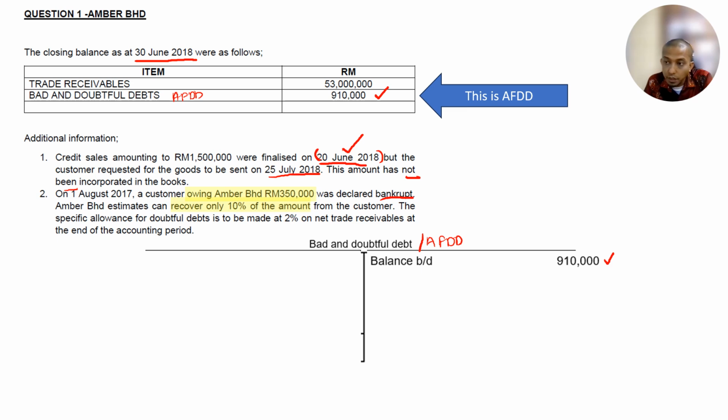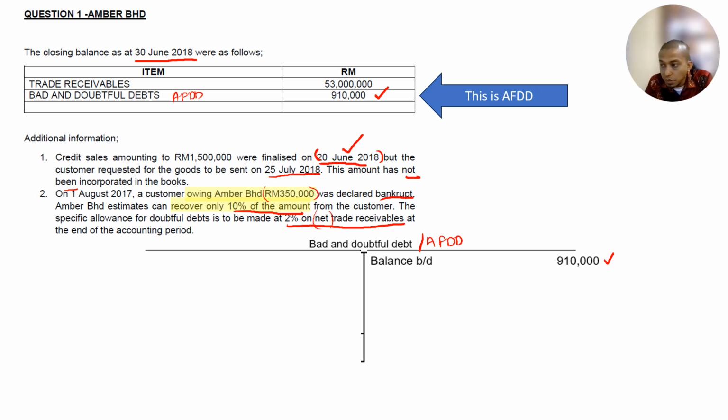So on 1st of August 2017, owing Amber 350,000 was declared bankrupt. Bankrupt means that we cannot collect anymore. Amber estimates that we recover only 10%. So out of 350, only 10% the customer can pay to us. The specific allowance for doubtful debt made is 2% on net receivable. The question mentioned net receivable.